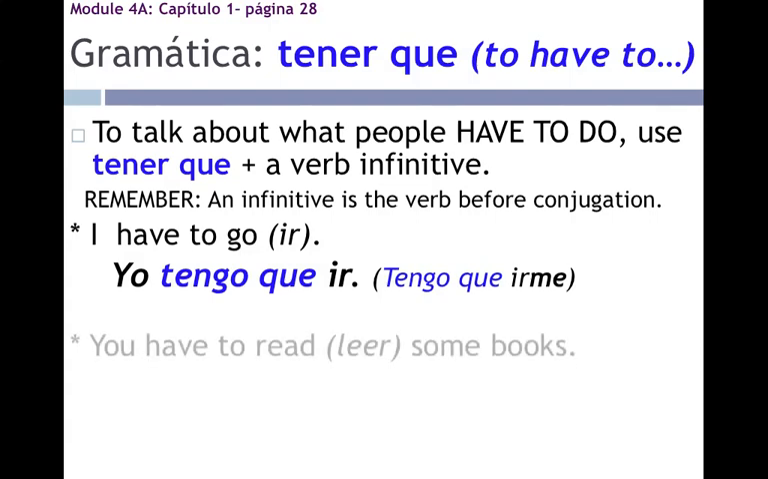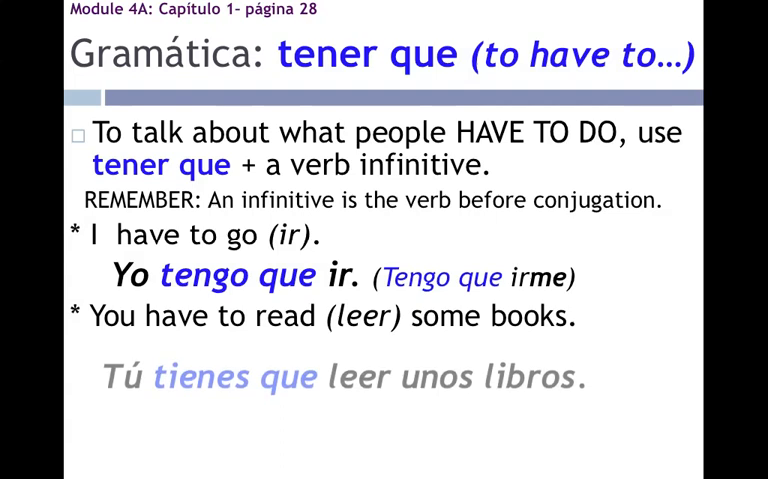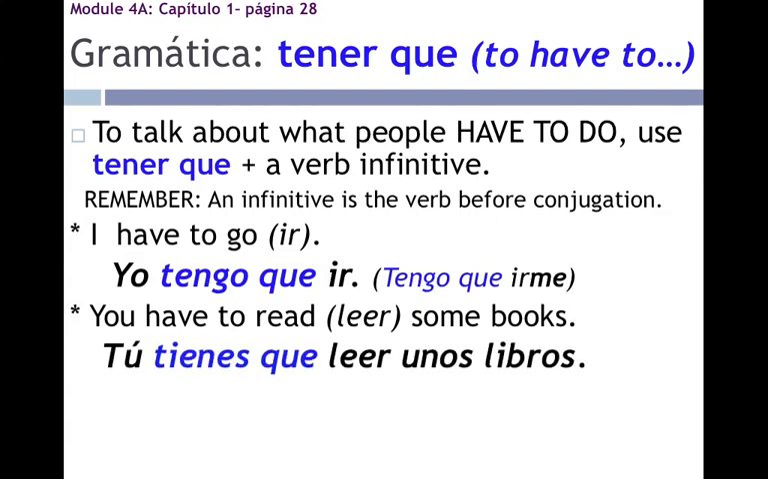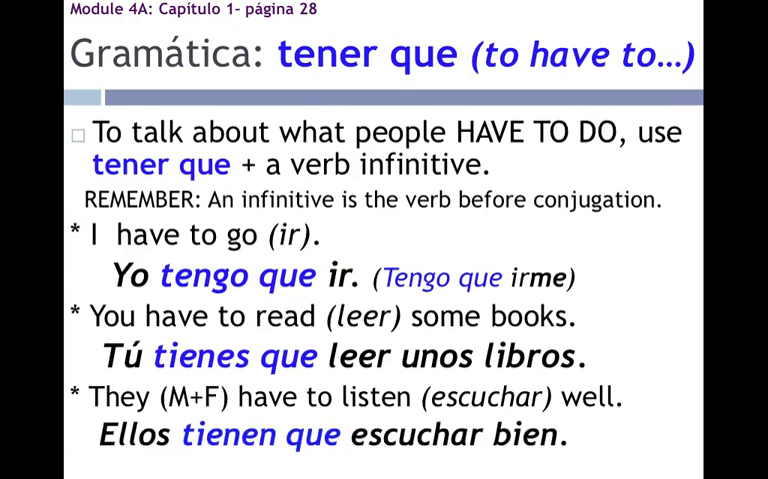Let's look at another example. You have to read some books. ¿Cómo se dice you have to read some books? Tú tienes que leer unos libros. What about one more example? They, it's a group that's masculine and feminine, have to listen well. Ellos tienen que escuchar bien.